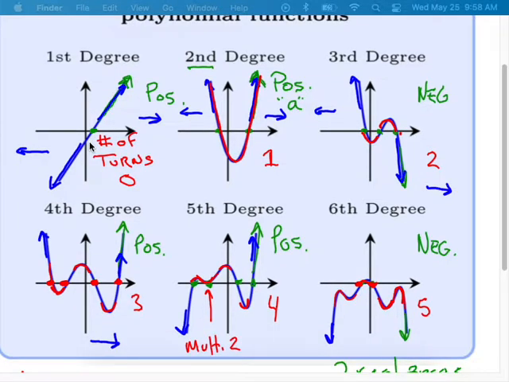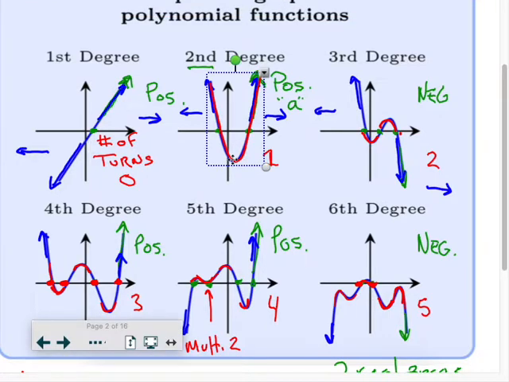So first, just to review, odd degree polynomials have opposite end behavior, right? One side's going up, one side's going down, right? It doesn't matter, it can switch, but they're in opposites. Even degrees, the end behavior is the same, right? Both ends of the curve are going in the exact same direction, right?